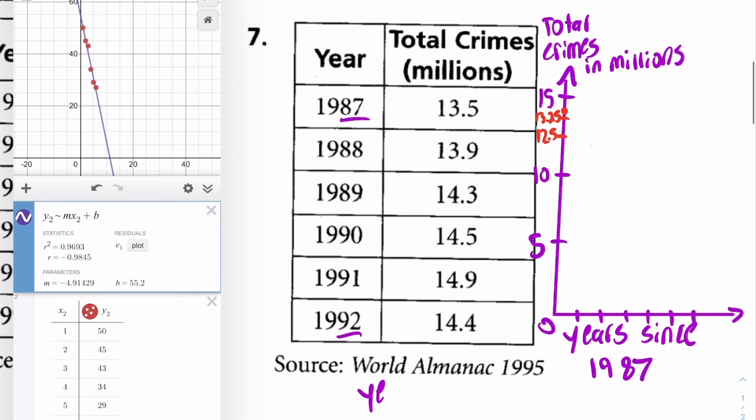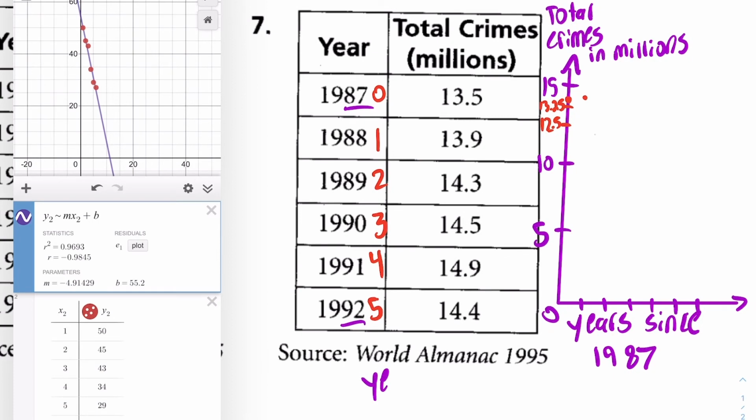So 13.5 is going to be a little bit higher than that. Next we have 1988, which is 1 year after 1987. So we have 0 and then 1. I'll just go ahead and label it so that way we don't forget. And that one is going with 13.9. So we'll just go slightly higher than the first dot. Then at year 2, 2 years after 1987, we have 14.3. So we'll go a little bit up. Then once again, a little higher. 14.9, so this is almost at 15.